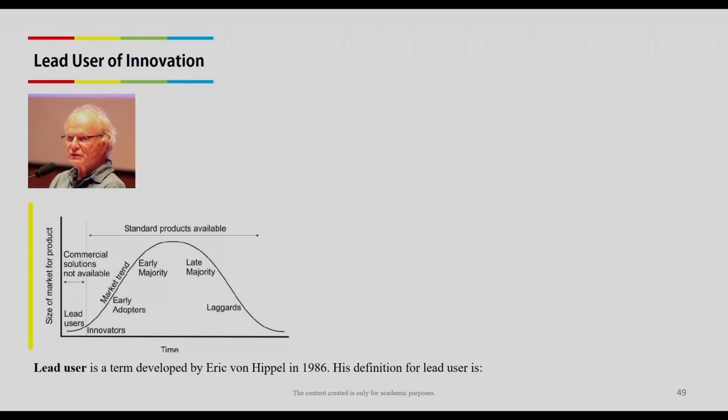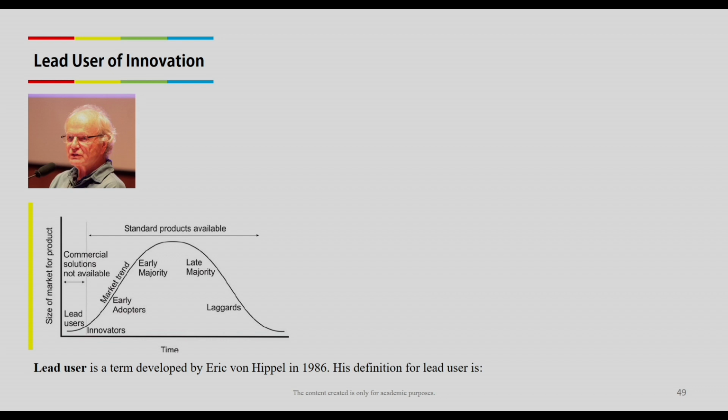Now let us discuss lead user innovation. Lead user is a term developed by Eric von Hippel in 1986. His definition for a lead user is: lead users face needs that will be general in the marketplace, but face them months or years before the bulk of that marketplace encounters them. Lead users are positioned to benefit significantly by obtaining a solution to their needs.